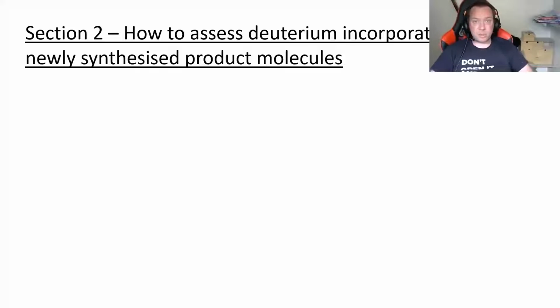Okay, so how do we assess deuterium incorporation into newly synthesized product molecules? So we now know how to measure how much deuterium we have, which is one of the pieces of information we need. We now need to work out how we take the information from measuring our molecule of interest.